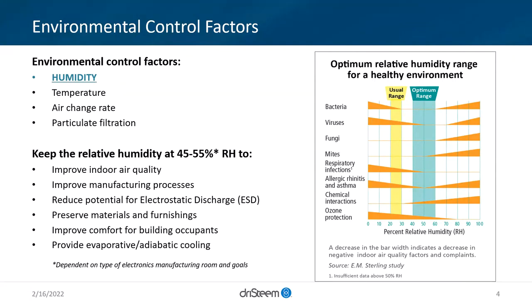So when we talk about keeping the relative humidity between 45 and 55, that's really process dependent. And as you look at your different systems in your facility, from different manufacturers, they might have different control ranges. An example that would be lower than that would be a photolithographic process, which I believe is typically 35 to 45% RH.